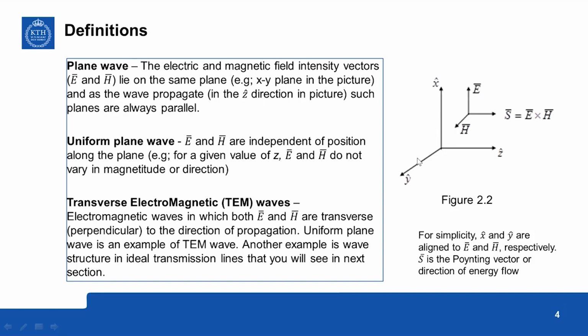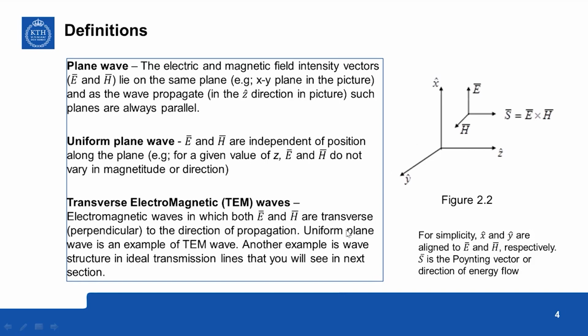Now, what is meant by a uniform plane wave? Imagine that the E vector and H vector have the same value independent of the position in the xy plane, that is, everywhere along this xy plane. Then we call it a uniform plane wave, so that it is uniform all along this plane.